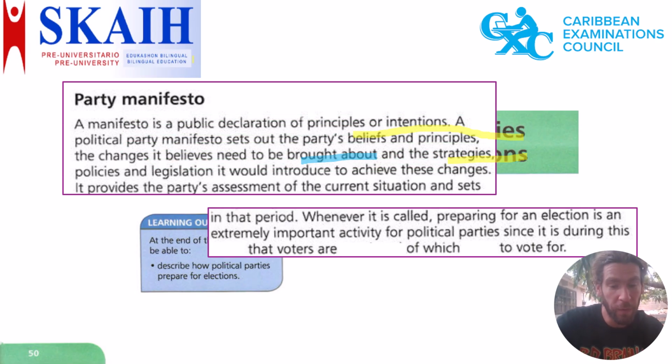And if you're going to vote in 5 or 10 years or so, it's very important that you look at the so-called party manifesto. That's a very important document that you have to look at before you vote for a party. A party manifesto is a public declaration of principles or intentions. So in public, a party declares these are our principles.